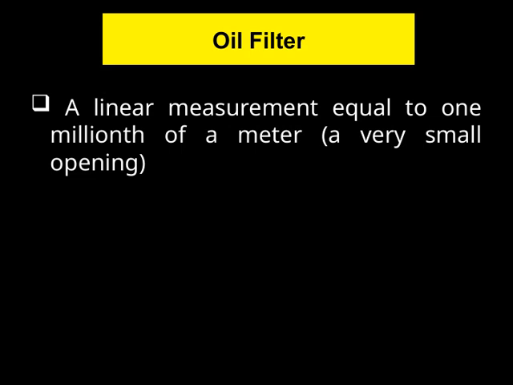A linear measurement equal to 1/1,000,000th of a meter, which is incredibly tiny, is often used to describe very small openings or features. This tiny measurement helps us understand just how precise and detailed our engineering and manufacturing processes need to be. For example, when we talk about an oil filter, we're dealing with very small particles that need to be removed to keep engines running smoothly.